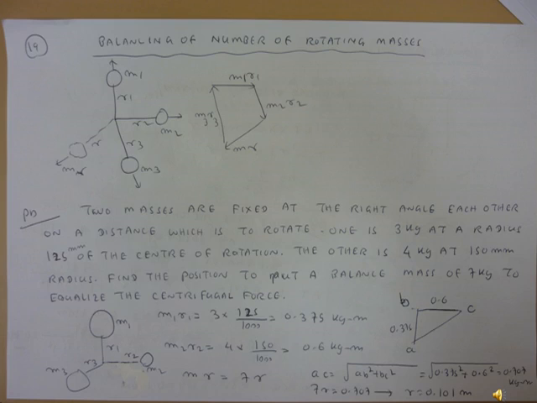So you got 0.375 kilogram meter. M2 R2 is also 4 multiplied by 150 divided by 1000, which is 0.6 kilogram meter. The resultant is 7R. For the balance, we have to draw the diagram. So in this case, ABC diagram. AC is the 7R, so 7R equals the square root of AB square plus AC square. So AC equals the square root of 0.375 square plus 0.6 square. You got 0.707, so 0.707 equals 7R. Then R equals 0.101.